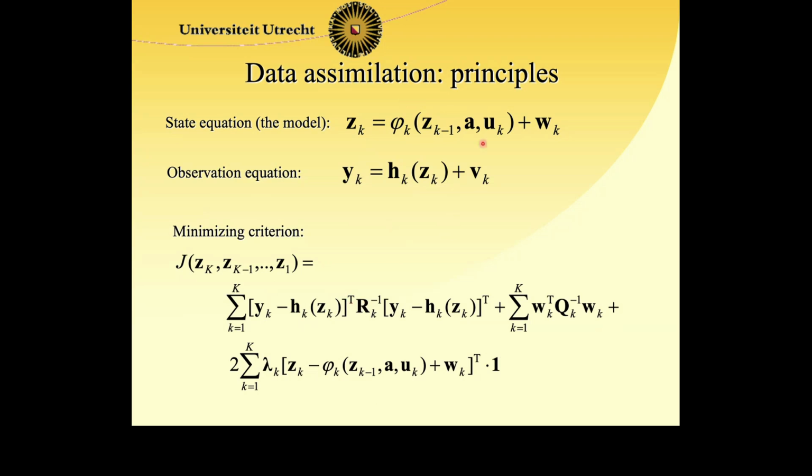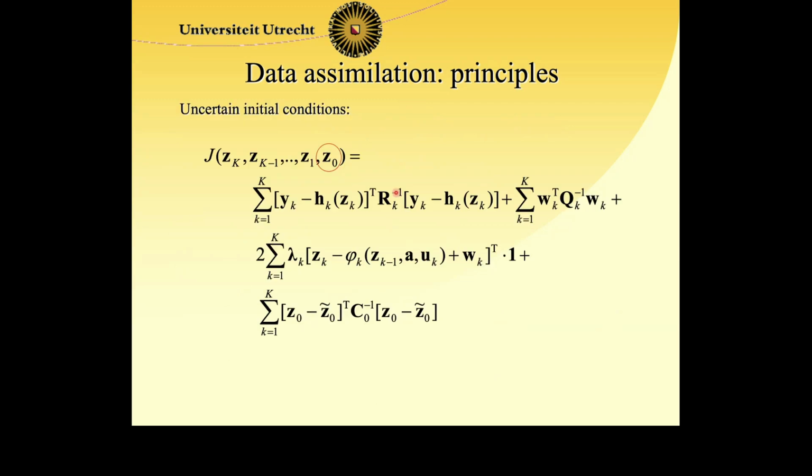Now, it may well be that the initial conditions are not exactly known. So we also want to include uncertainty about Z naught. So we get an additional term in our optimization criterion that makes sure that our initial estimate, that's this Z wave here, is as close as possible to the true one. And we also need the covariance matrix of the error in the initial conditions.